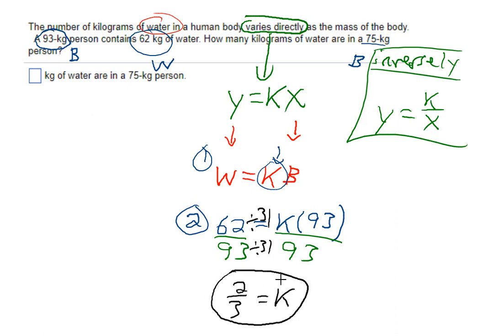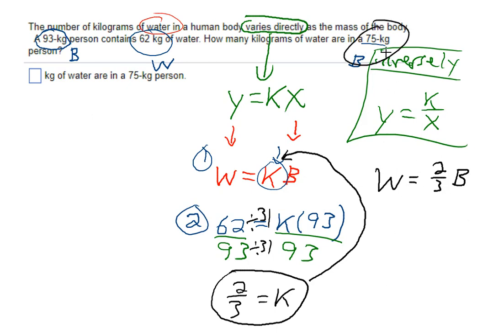Now, once you know the value for K, you can plug it into your formula because it's not going to change. K is a constant. It stays at that same value for the rest of this problem, right? And so my equation becomes W equals 2/3 times B. And so now I have this equation that is now useful. So now I can take this value for B, which is 75, I can plug it in and get an answer for how much water there would be, right?